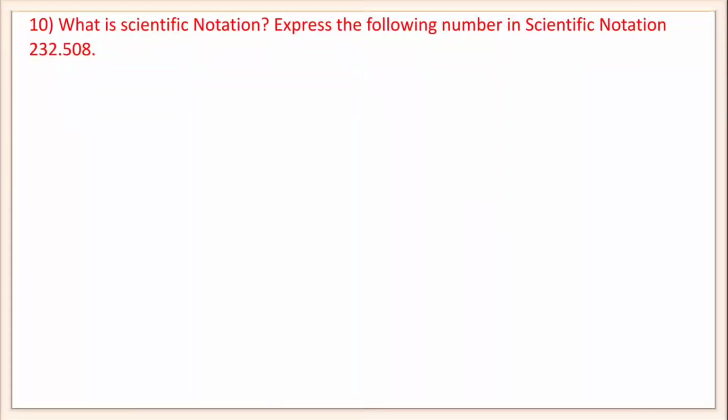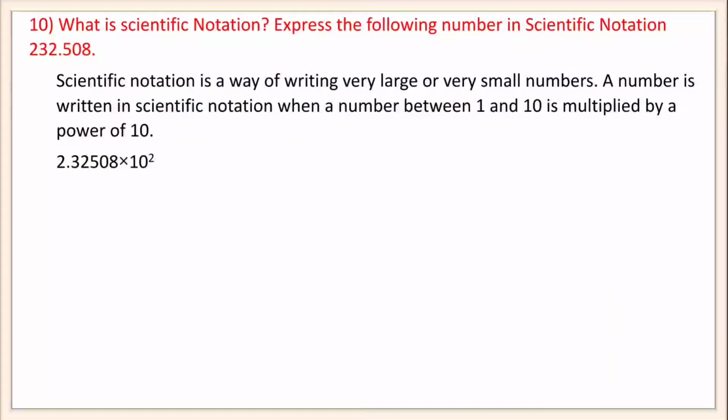What is scientific notation? Express the following number in scientific notation. Scientific notation is a way of writing very large or very small numbers. A number is written in scientific notation when a number between 1 and 10 is multiplied by a power of 10. Meaning is, see, 232.508 is there. If you want to take the decimal to the left side, you have to multiply with 10 to the power plus. And if you want to take the decimal to the right side, you have to multiply 10 to the power minus.